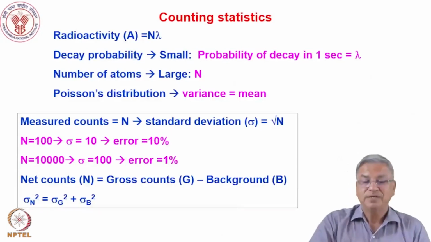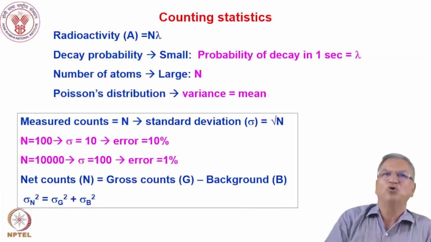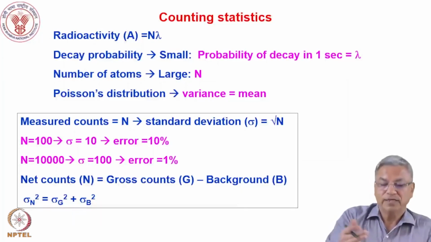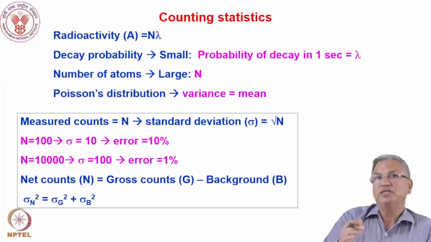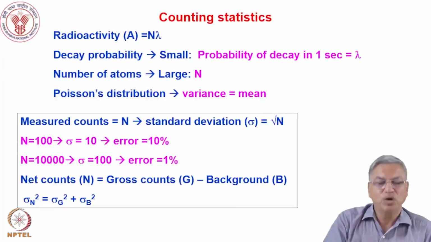Now comes the counting statistics. When you are counting a source, you should know for how much time you should count, because there is a limitation on the time also. So for that, let us discuss this in more detail. Essentially, the errors, the uncertainty in the numbers, dictate for how much time you need to count.